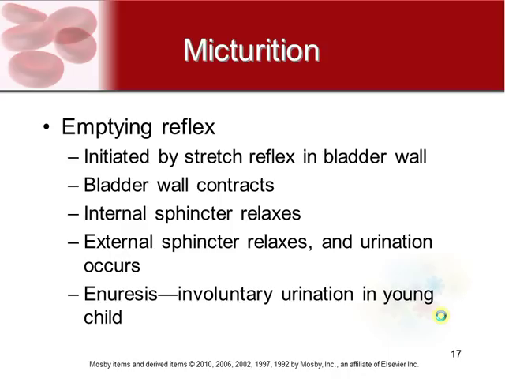So that would be your emptying reflex. It's initiated by that stretch of the bladder wall, and it triggers the bladder to want to contract, which then your internal sphincter relaxes. And finally, when you want it to, because your external sphincter we have control over, you'll relax that sphincter and urination occurs. Enuresis is the involuntary urination of a young child, and it's called that because they don't have good control of that external sphincter yet.